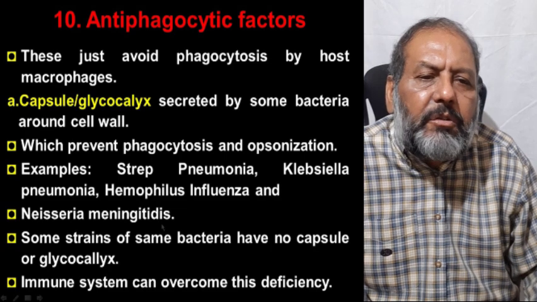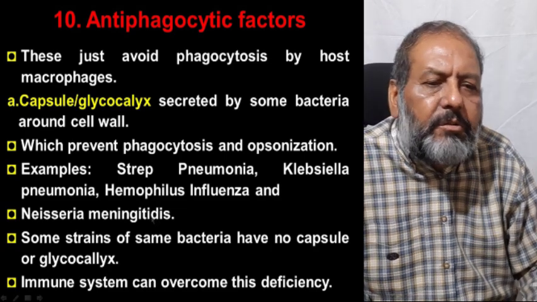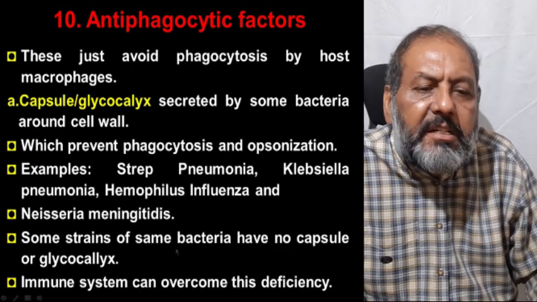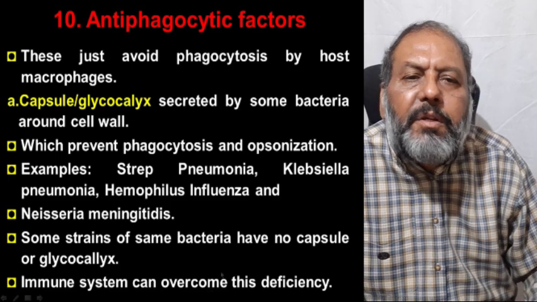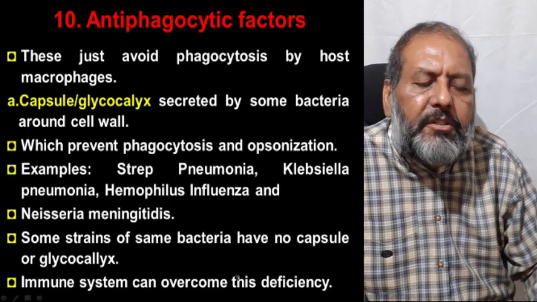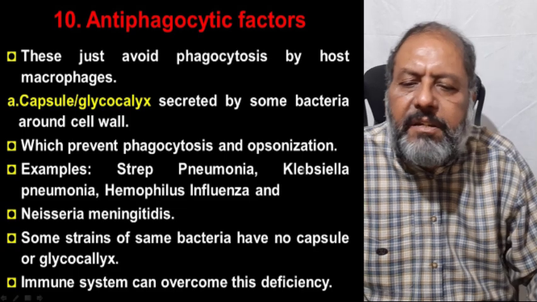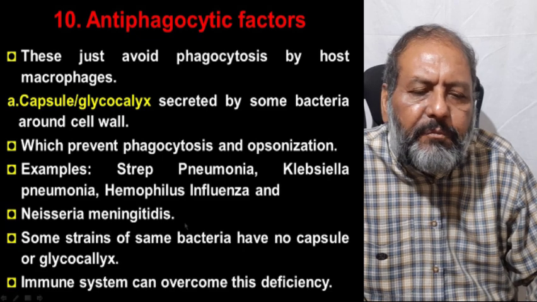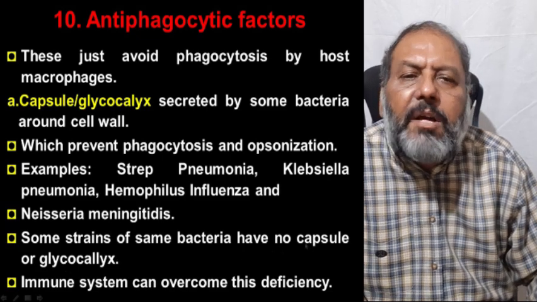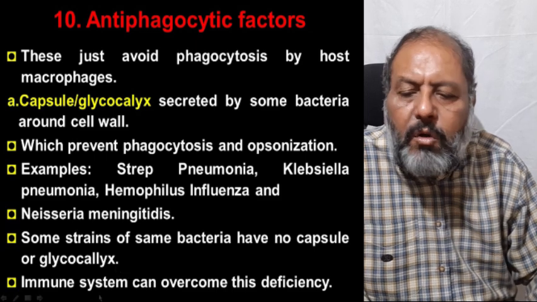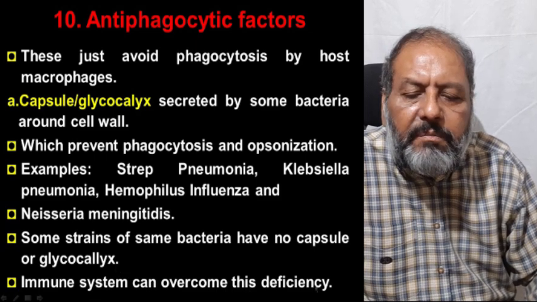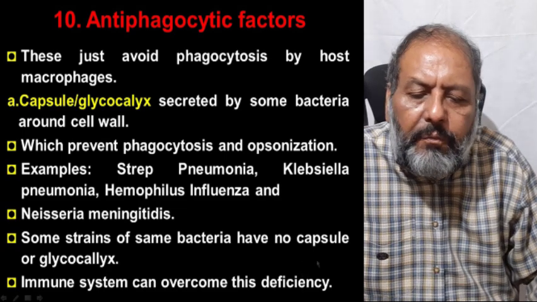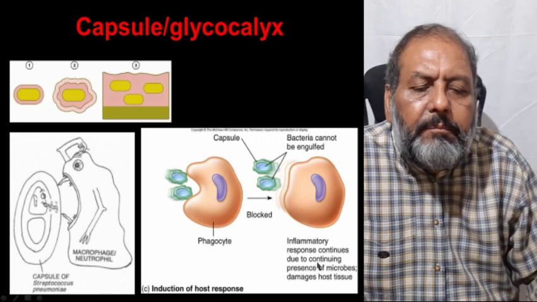The 10th is antiphagocytic factors. These just avoid phagocytosis by the host macrophages. These are the capsule or the glycocalyx secreted by some bacteria around the cell wall, which prevents phagocytosis and opsonization, the process for the killing of the bacteria. Examples are Strep pneumoniae, Klebsiella pneumoniae, Haemophilus influenzae, and Neisseria meningitidis. Some strains of the same bacteria have no capsule or glycocalyx. The immune system can overcome this deficiency and is capable of destroying these bacteria.